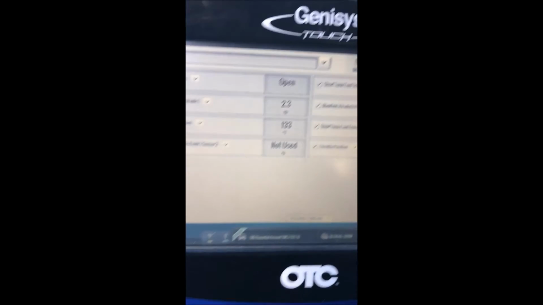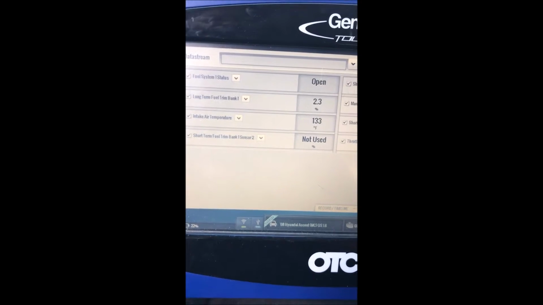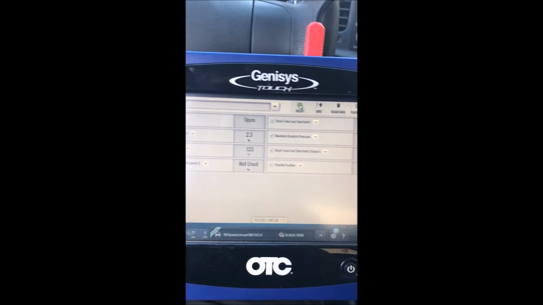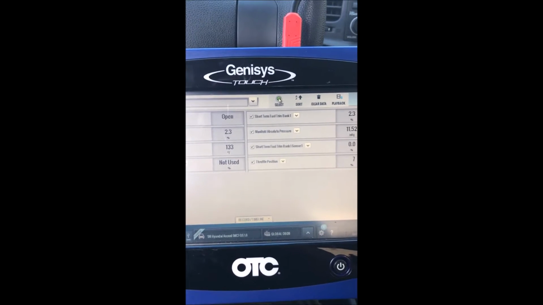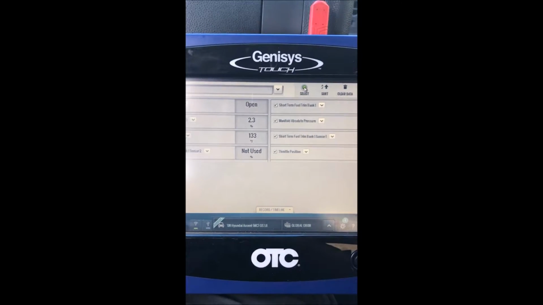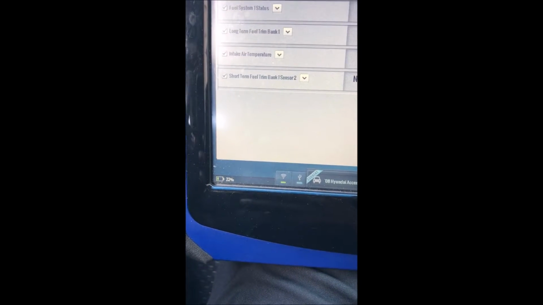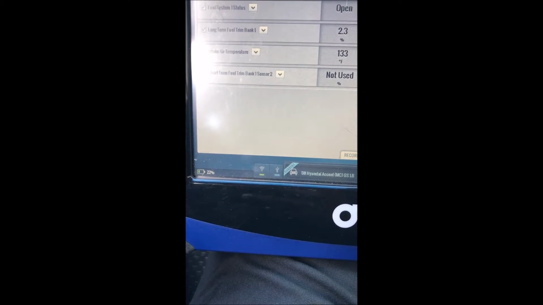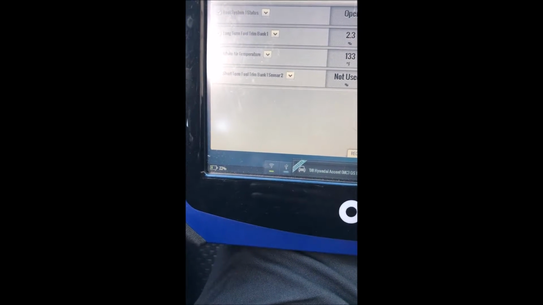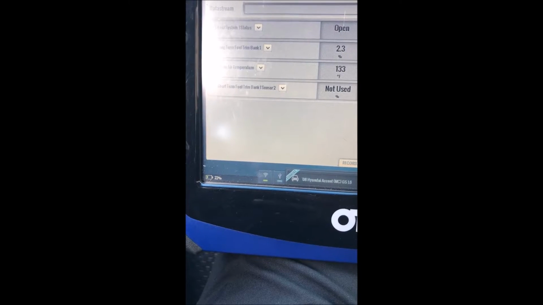Right now, we should be in closed loop status, but we are in open loop status because we do have our MIL light on right now. Haven't pulled those codes to take a look, but I can almost guarantee that they are going to be why we're still in open loop. It's also going to be why sensor 2 is saying not used. Once we go into closed loop, sensor 2 will be used, as well as O2 sensor 1.